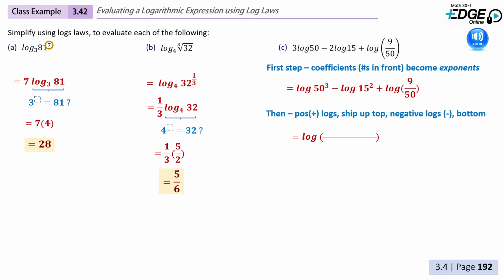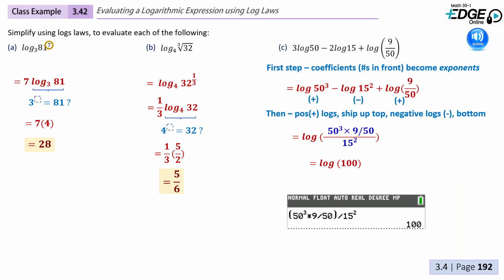Now, using our addition and subtraction laws, if a term is positive, then it'll be in the numerator. If it's negative, then it's going to be in the denominator. And now we'll ask ourselves, 10 to the power of what is equal to 100? And that's 2.